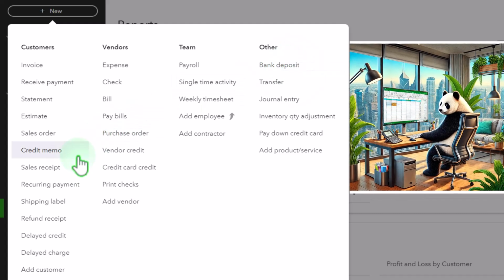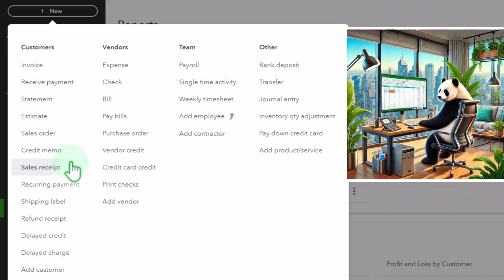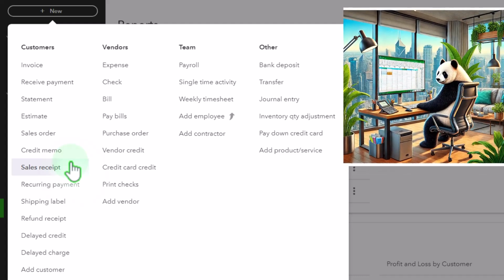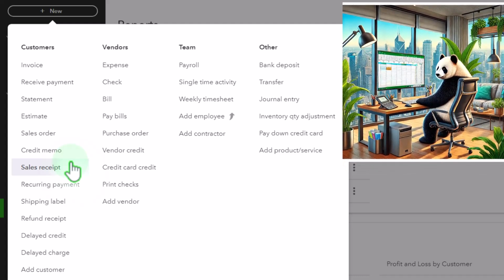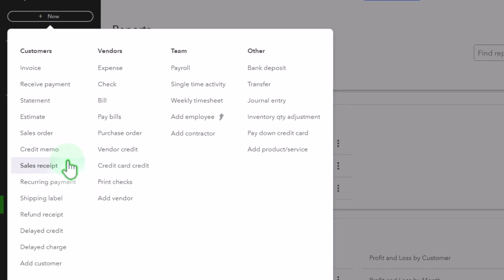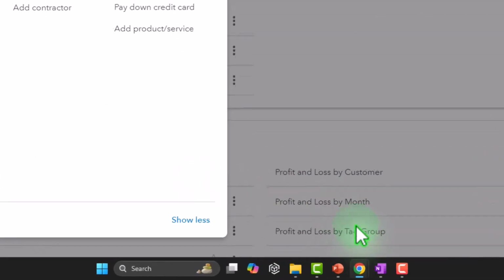Now we're going to be looking at the sales receipt, which is the form you can think of and imagine linked to when you do the work at the same point in time that you get paid, which would be like a cash register type situation. Let's jump on over to our flowchart to get an idea.